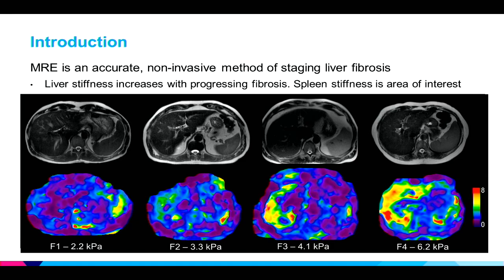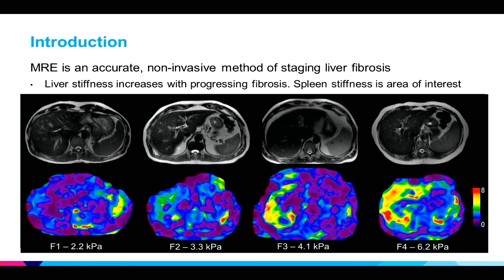So firstly, MRE has been around since the mid-90s, but it's only recently that it's been becoming quite popular in clinics. We do quite a lot of it here at Mount Sinai. It's been applied in any organ you can think of, but the main use is for staging liver fibrosis.